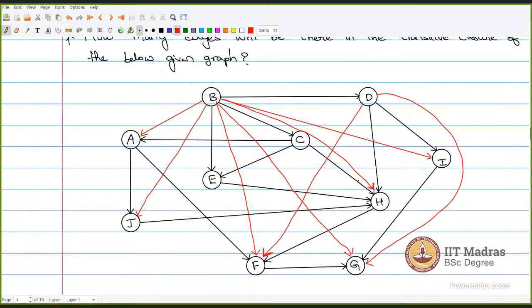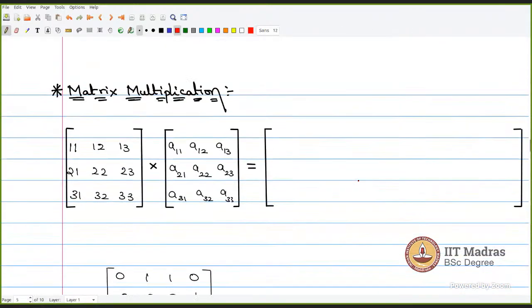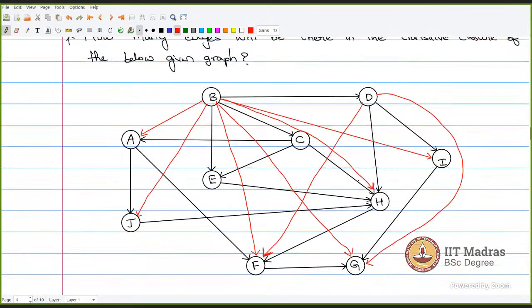Sir, can you write down the matrix form for this? Can you write this down in the matrix form instead? Matrix form is a little complicated to draw. See, I have matrix multiplication later.